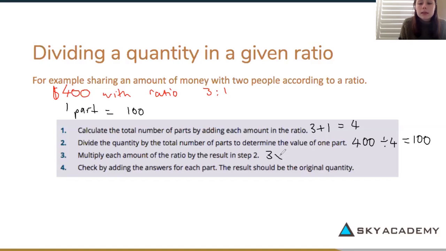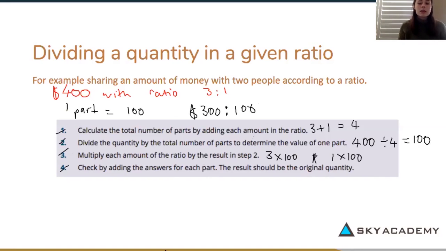Multiply each amount of the ratio by the result in step 2. So 3 times 100 gives me 300. And 1 times 100 gives me 100. And so that's my ratio when I divide my money. Check by adding the answers for each part. 300 plus 100 equals 400.